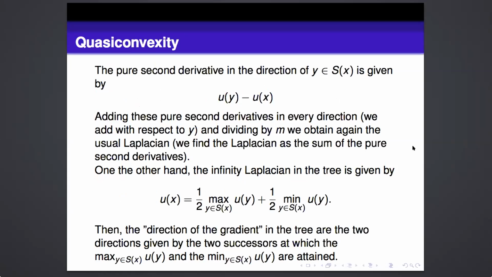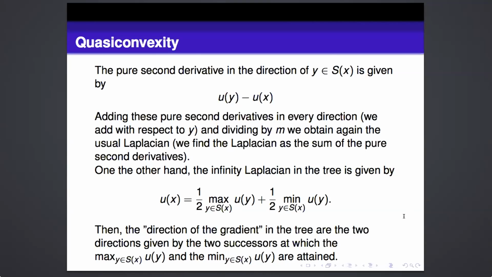Okay, if you want to identify the direction of the gradient of a function inside the tree, you want to look for the infinity Laplacian. What is the infinity Laplacian in the Euclidean case? The infinity Laplacian in the Euclidean case is given by the second derivative of the function in the direction of the gradient. And in the case of a directed tree, the infinity Laplacian that was studied by Sviridov, Manfredi, and Oberman is this monster that says that at a point, u of x is 1/2 the maximum of u at the successors plus 1/2 the minimum of u at the successors. This is the analogue of the infinity Laplacian.